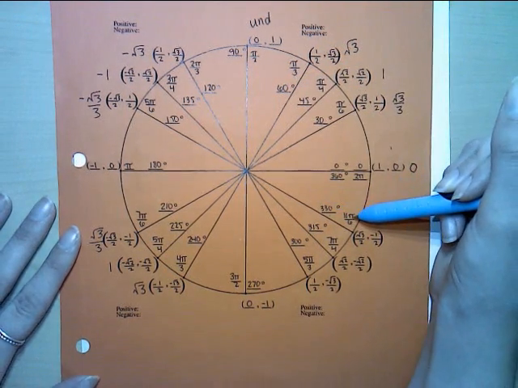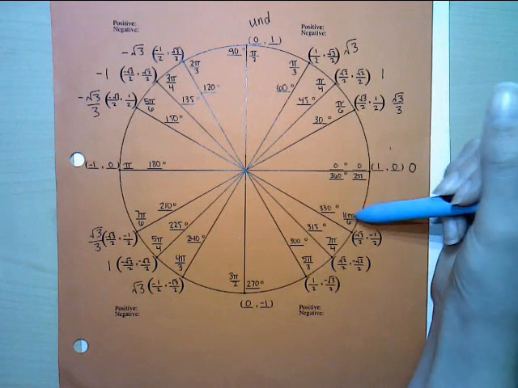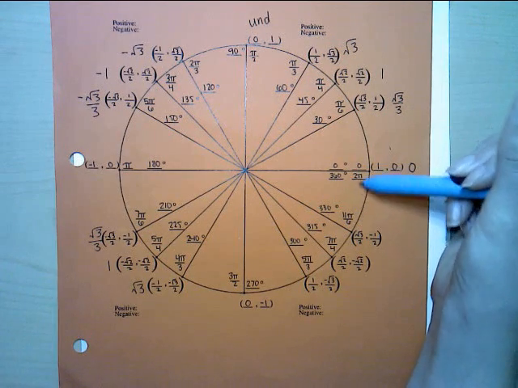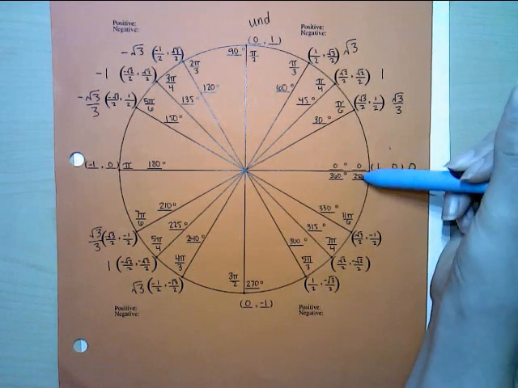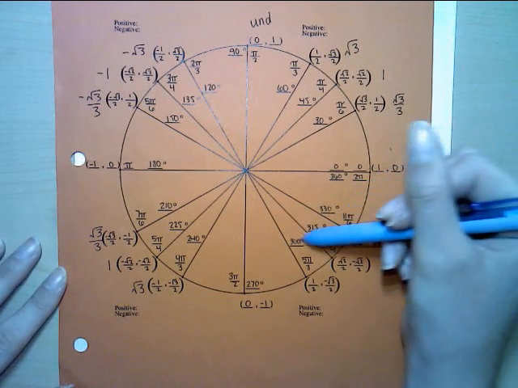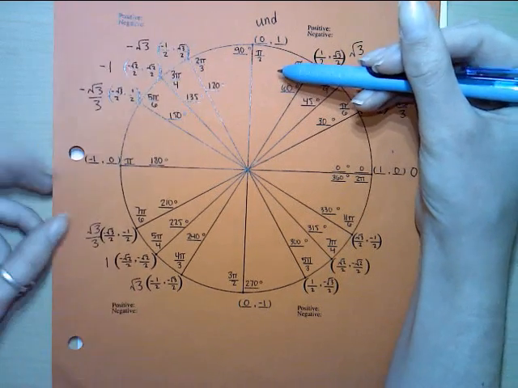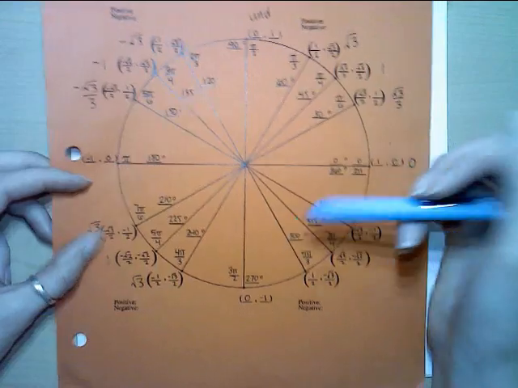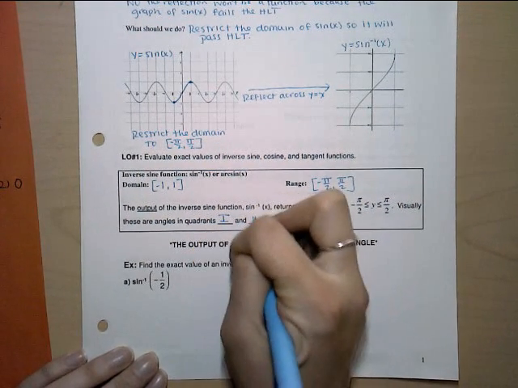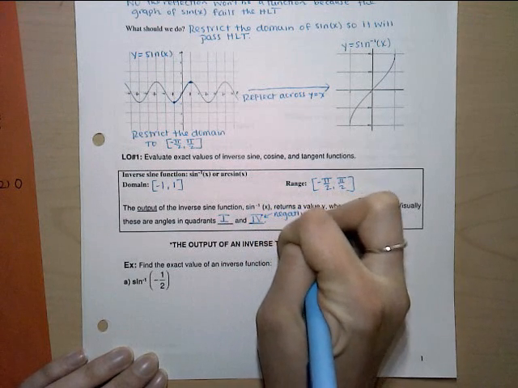Is 11 pi over 6 between negative pi over 2 and pi over 2? The answer is no. That is bigger than pi over 2, right? So when we answer these questions, instead of saying 11 pi over 6, we would call this angle negative pi over 6. So you want to imagine coming down into the negatives and then coming up and stopping at positive pi over 2. So visually, these are the angles that are in quadrants 1 and 4. And again, for quadrant 4, we're thinking negative angles.